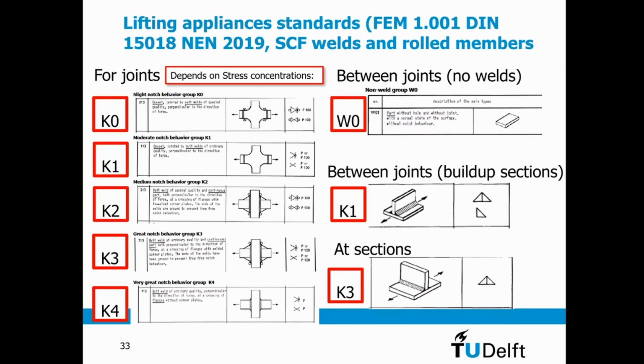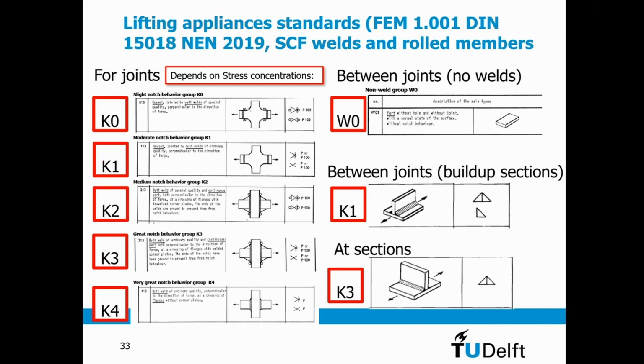Yeah, lifting appliances, same thing. Stress concentrations you have depending on the category. So K0: if I have one continuous plate, I weld away from the stress concentration factor and I treat my welds afterwards, then it's a K0. If I only have welds outside of the stress concentration region, I have K1.